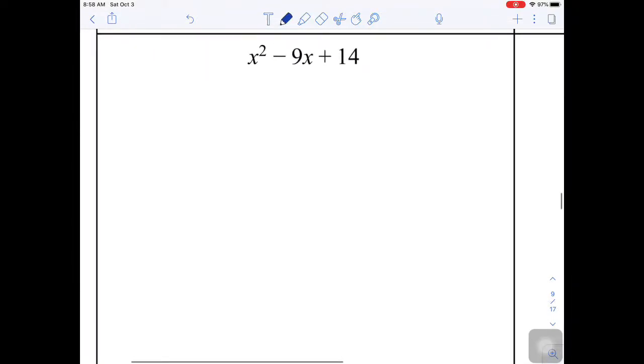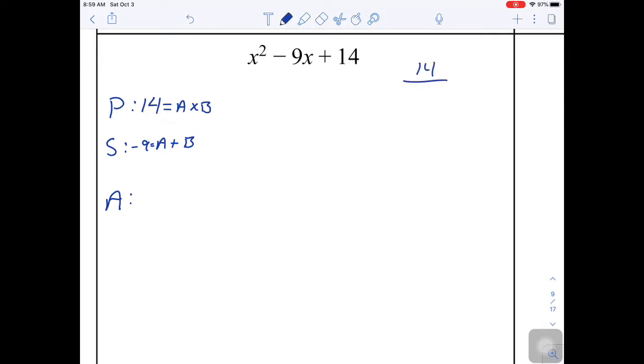Okay, let's move on to this guy here. So x squared minus 9x plus 14. So again, we're going to PSA this. Your product in this case will be your constant again, which is 14. And that will be some number multiplying some number. Your sum, two numbers that add to -9. So these same two numbers, a plus b equals -9. So again, what kind of numbers can multiply to 14? Okay, well, let's talk about that.